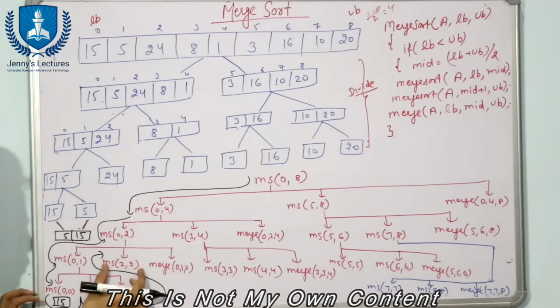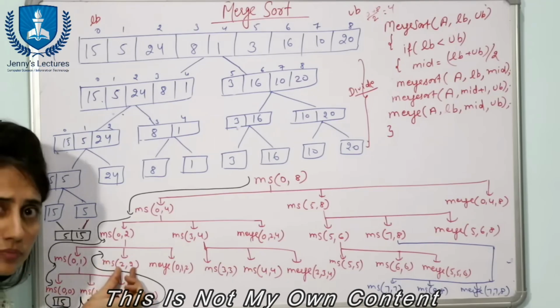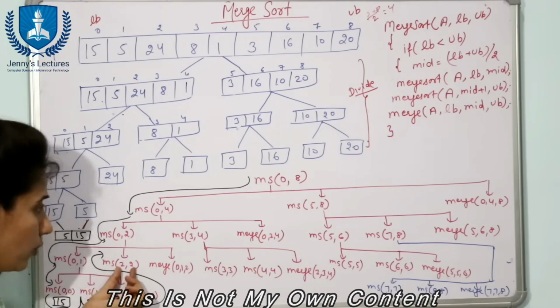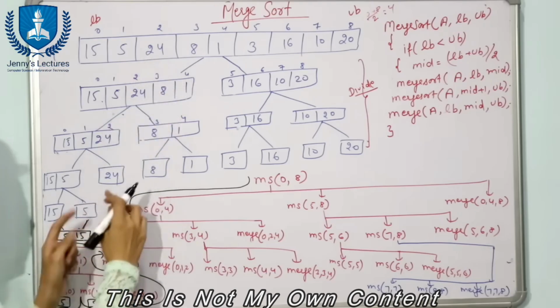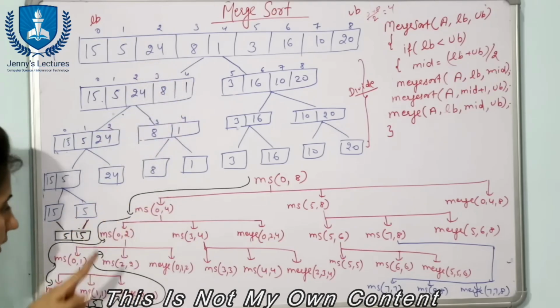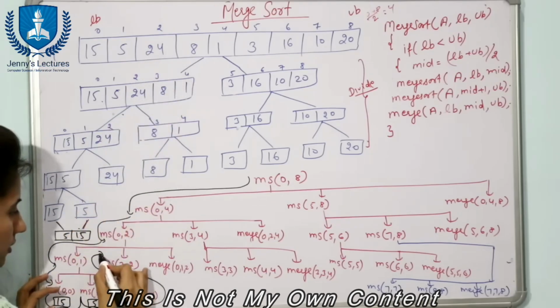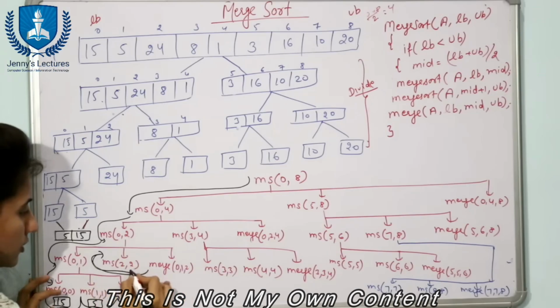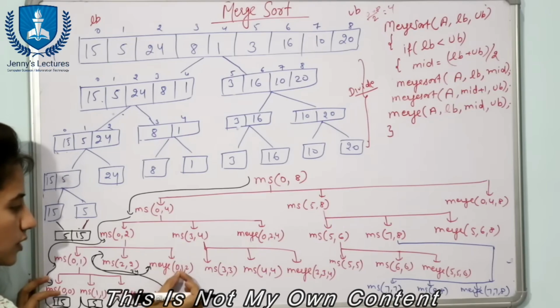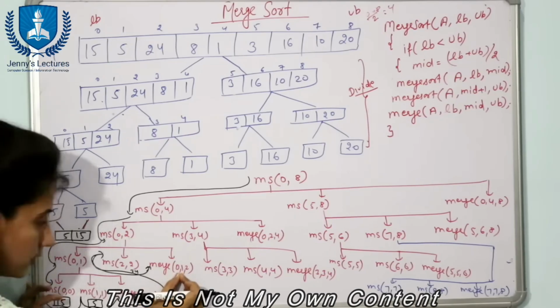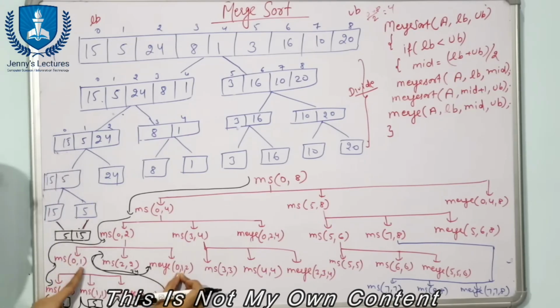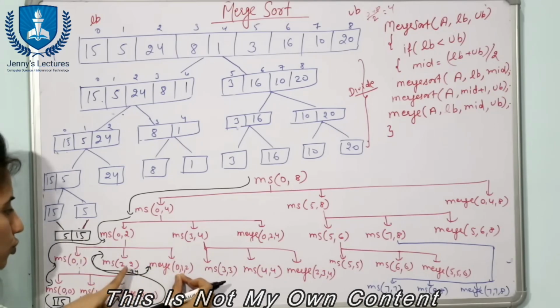ms 2 and 2. So only one element is there. 2 and 2, that is 24. Fine. Now this one is done. Now 24 is there. Now control will go to here only. Merge of 0 to 1. This list, and this list is what? 5 and 15. And from 2 to 2 is 24.